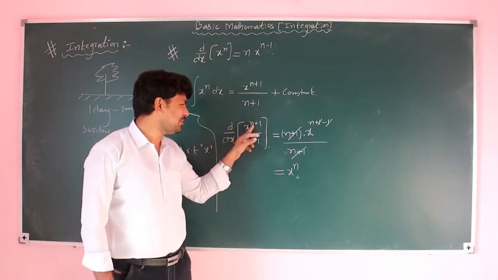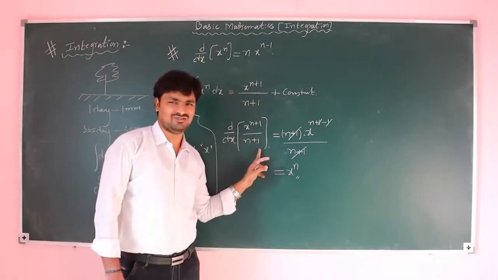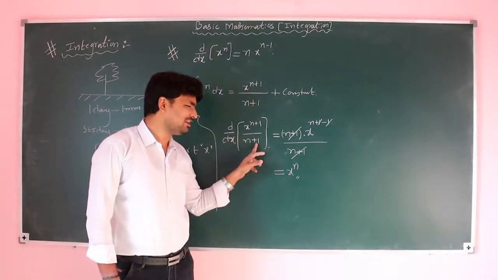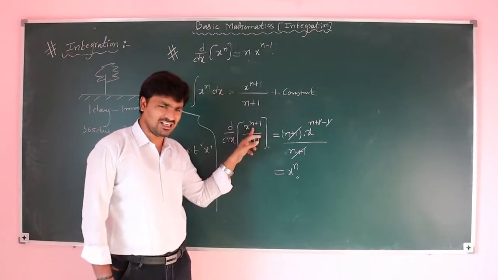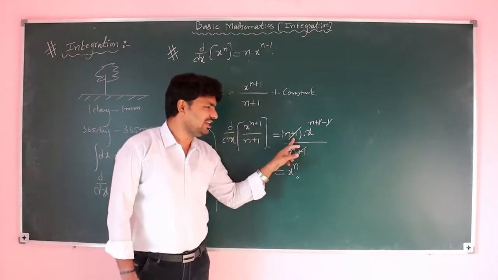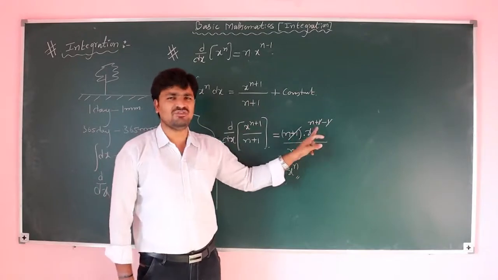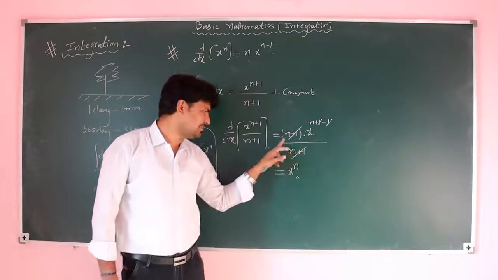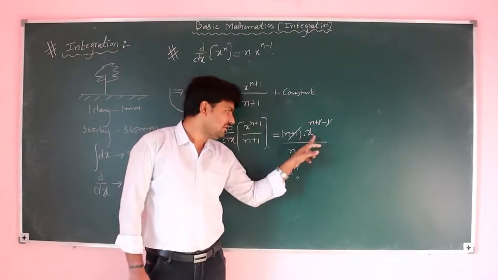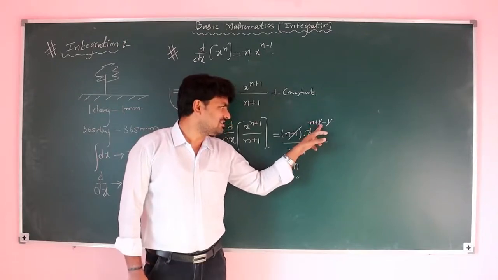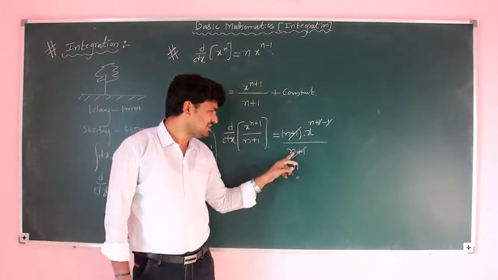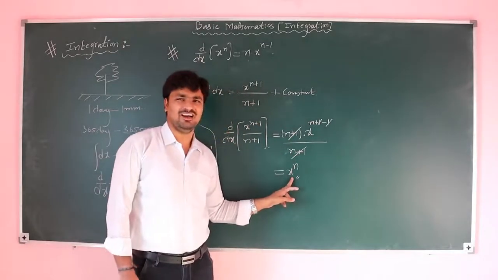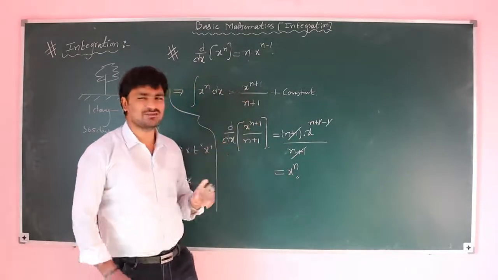So see here, x power n plus 1 upon n plus 1. Actually x power n is n into x to the power of n minus 1. Here in place of n, how much is it? It is n plus 1. So x to the power of n plus 1 minus 1, plus 1 minus 1 will be cancelled. So remaining how much do you have? X power n. So what did you understand after this?